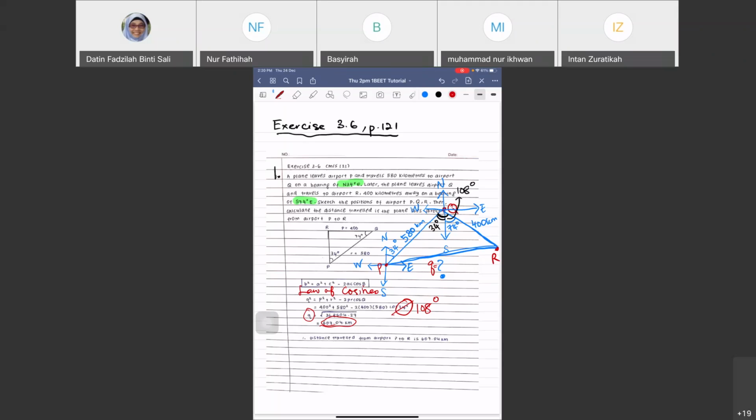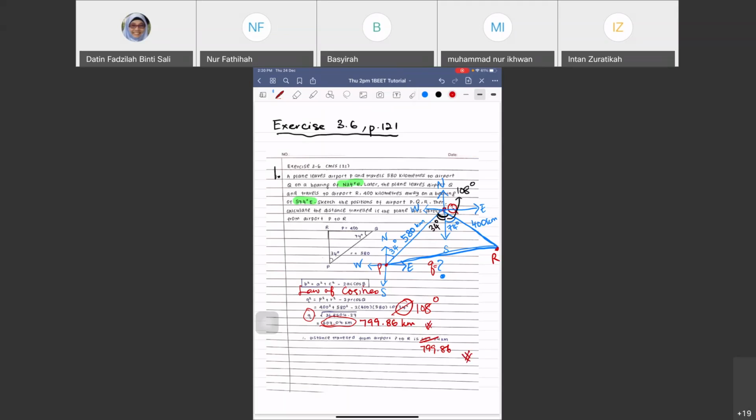799.7, okay? 799.86. All right, something like that. Kilometer. So that means this one is 799.86 kilometers. So that will be the answer.